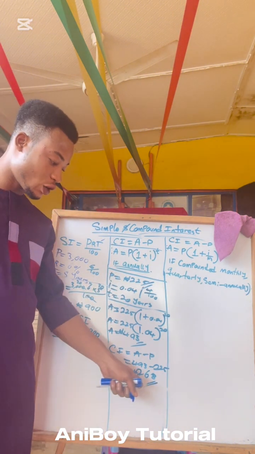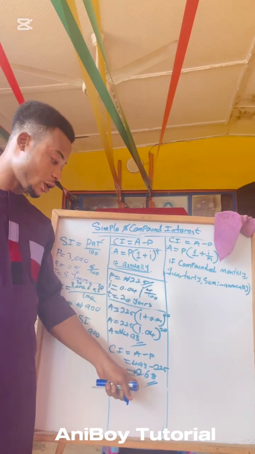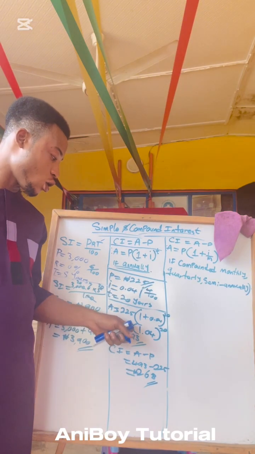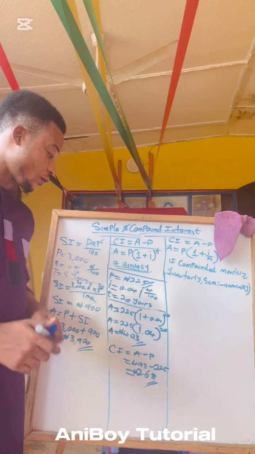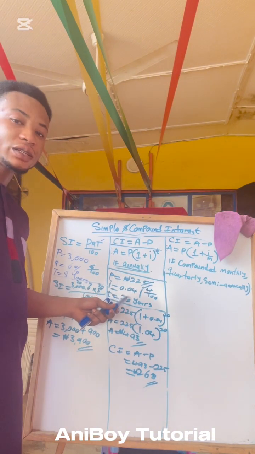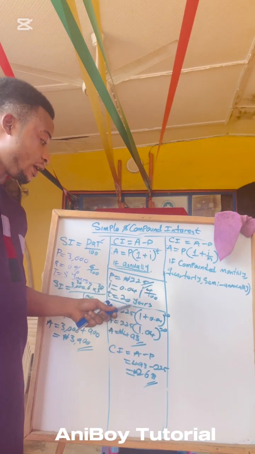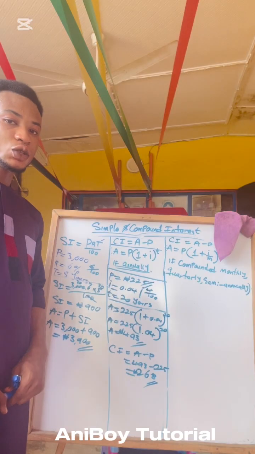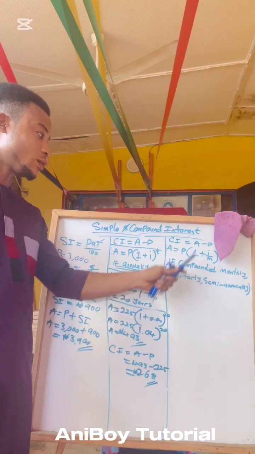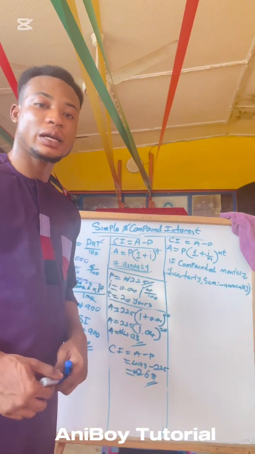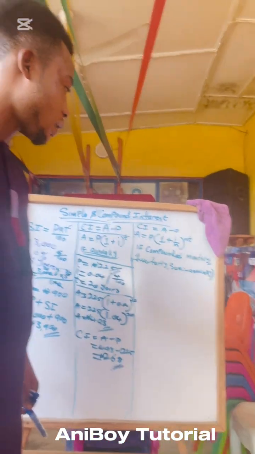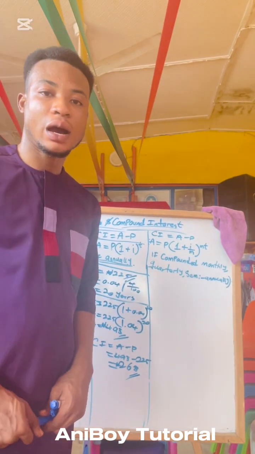So this is our compound interest. This is the amount we're able to generate by investing 225 naira at the rate of 0.04, at the rate of 4%, in 20 years. So we are going to do the last one, which is for if compounded monthly, quarterly, or semi-annually.